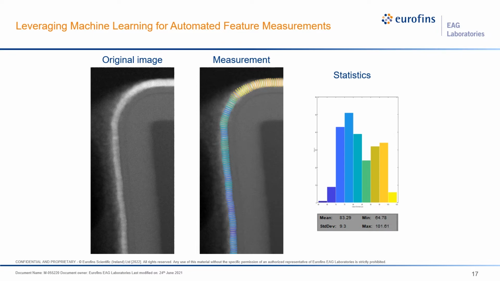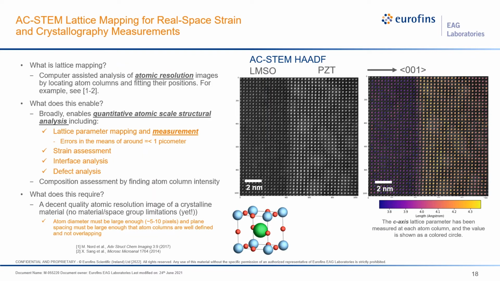So we can provide you with images, we can provide you with images with measurements, or we can even just provide you with statistics of your samples if that's really all you're in need of. But the idea here is that we're effectively able to remove the human error element, and so we can make much more repeatable measurements over time.